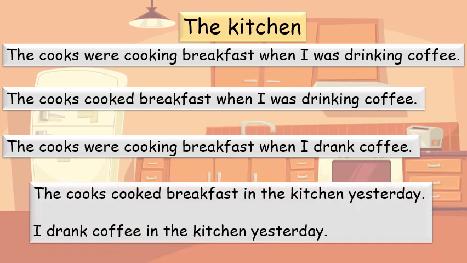Now, here's the same information in simple past tense. What's the question? When did you drink coffee in the kitchen? The question? Where did you drink coffee yesterday? The question? What did you drink in the kitchen yesterday? Question. What did you do in the kitchen yesterday?